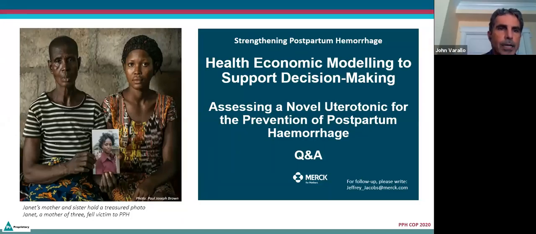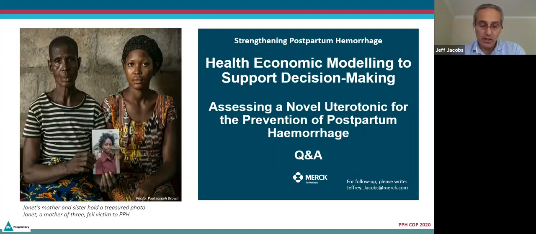Great. Next question is from Fernando Altabe. Thanks for the good presentation. Can you clarify from where the estimate of health effects come from? Talking the efficacy data, correct, Fernando?